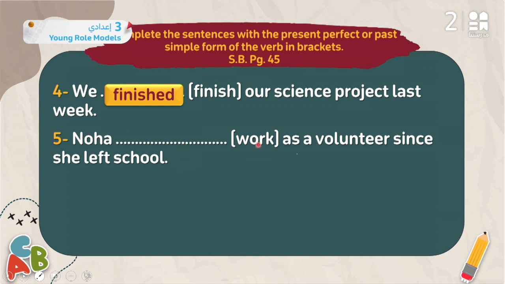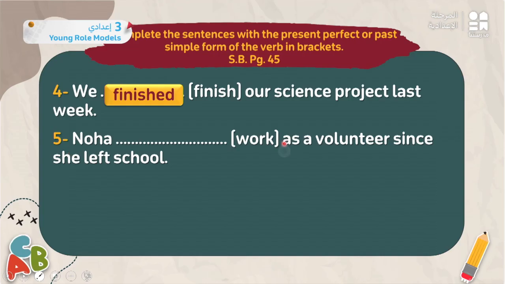Noha has worked as a volunteer since she left school. طيب مس احنا عندنا she left school, it's in the past. Yes, but I have since, and since is one of the keywords of the present perfect. If you remember the rule, when I have since and then two sentences, the first one should be in the present perfect and the second one with the new subject should be in the past simple. So before since I have to use the present perfect. يعني أنا عندي since بتربط ما بين جملتين، الأولانية بتبقى في present perfect فهتبقى has worked، والتانية اللي بعد since بتبقى في past simple.